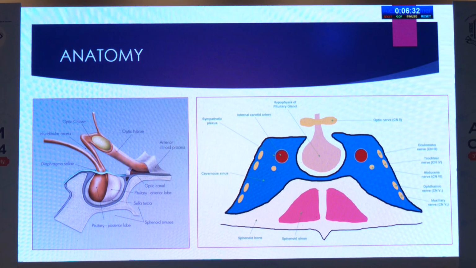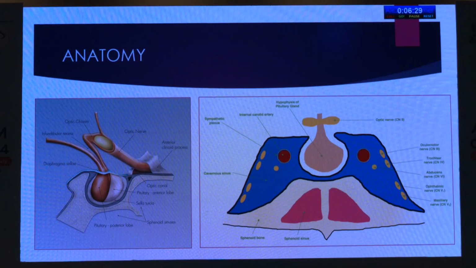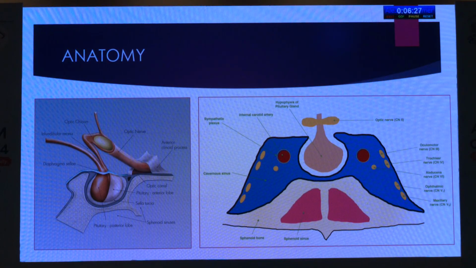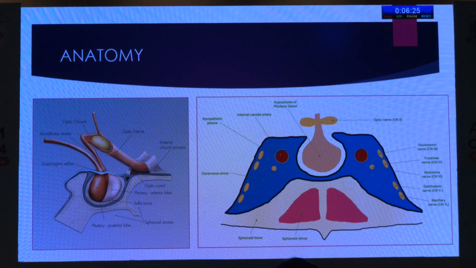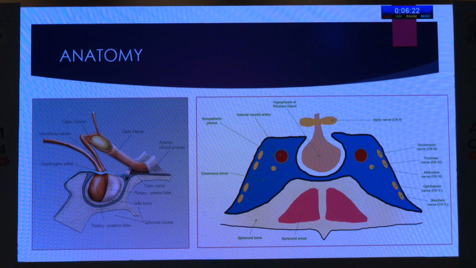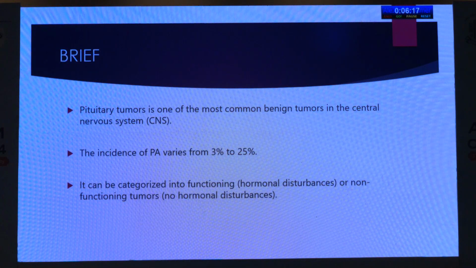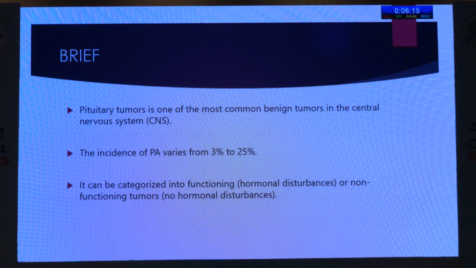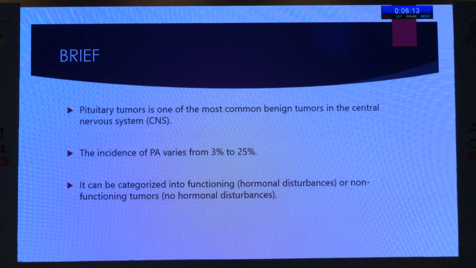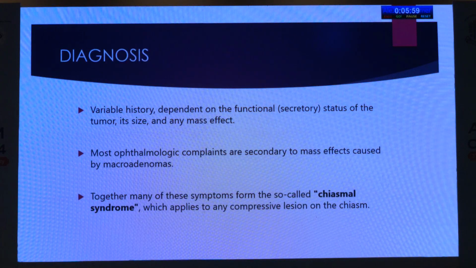Just taking you through the brief anatomy. As we all know, the pituitary gland is situated next to the cavernous sinus where all the cranial nerves are located, which are relevant to ophthalmology. Coming to the brief history of pituitary tumors, it is one of the most benign tumors in the central nervous system. The incidence of pituitary adenoma varies from 3% to 25%, and it can be categorized into functional, which leads to hormonal disturbance, or non-functional tumors which have no hormonal disturbances.